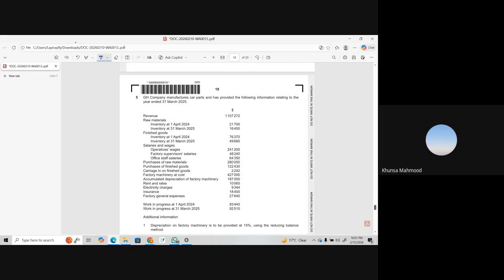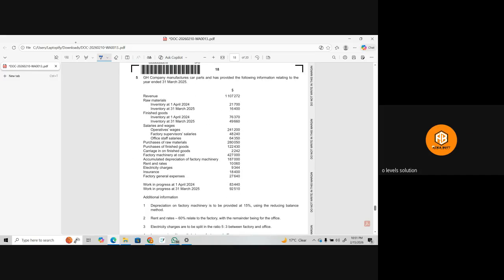Okay, so as you can see, these are the raw materials. This is the opening inventory, and this is the closing inventory of raw material. This is the finished goods inventory, and this is the work in progress inventory. First of all, we need to write the opening inventory in the cost of raw material consumed. After that, we have to find out the purchases of the raw material. As you can see, the figure for the raw material is in front of us. This is what we need to add.